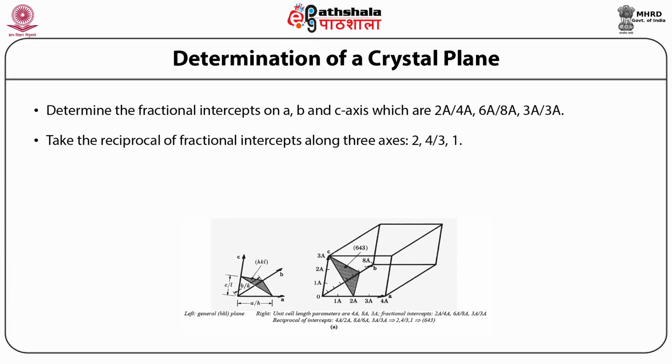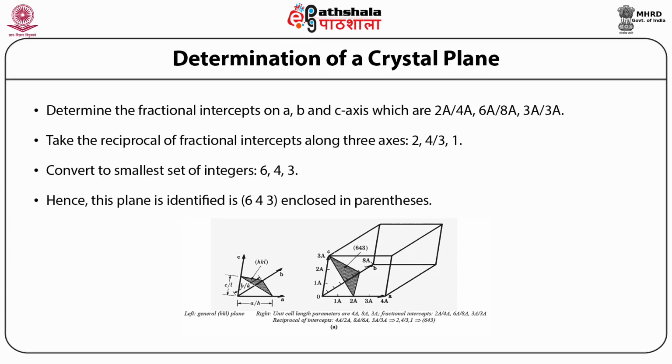Now take the reciprocal of these fractional intercepts along the 3 axes as 2, 4/3, and 1. Now convert these fractional intercepts into the smallest set of integers such as 6, 4, 3. Hence, this plane is identified as (643), enclosed in parentheses.